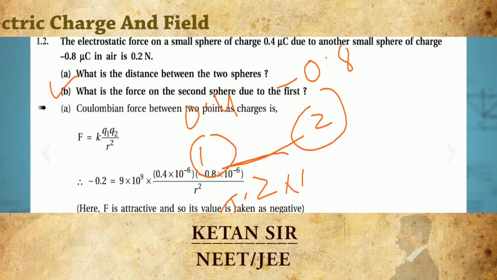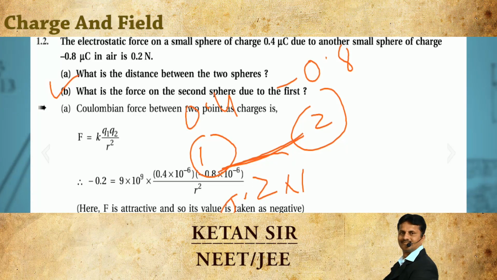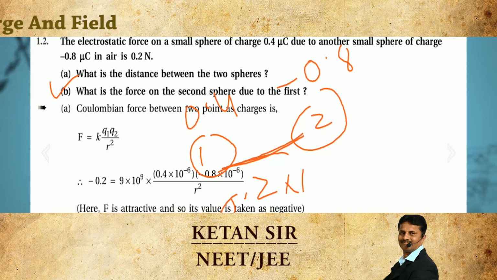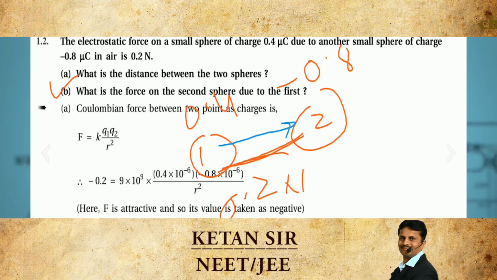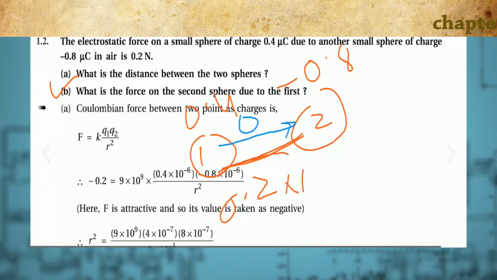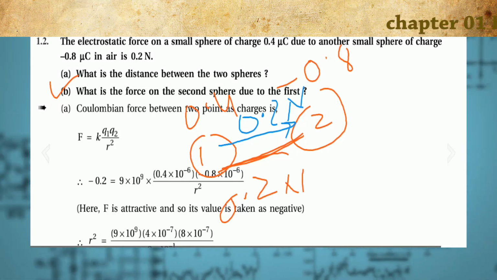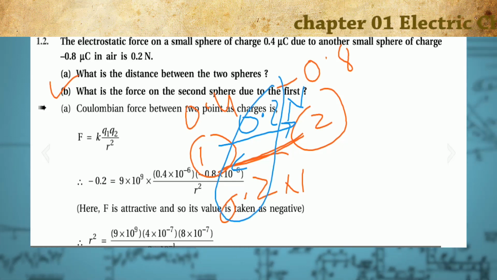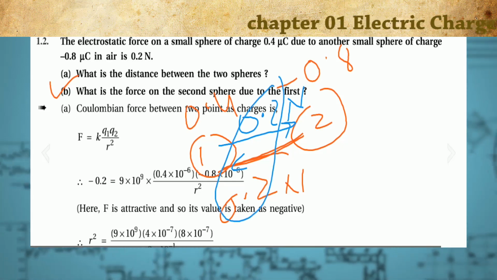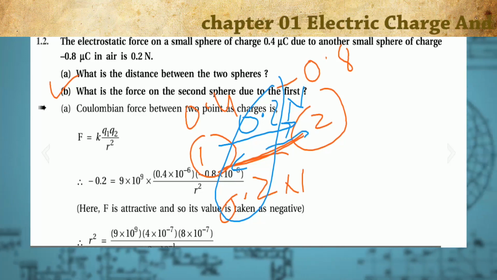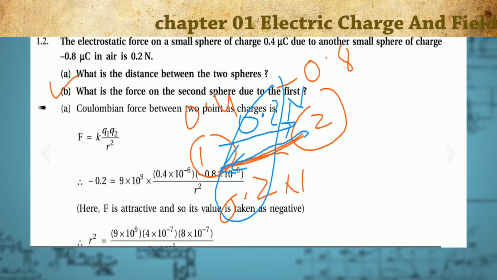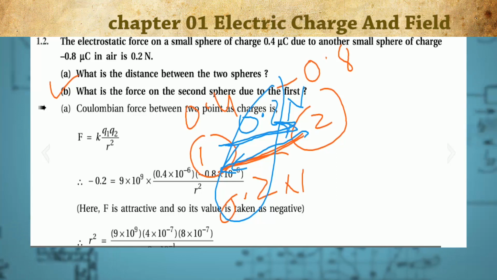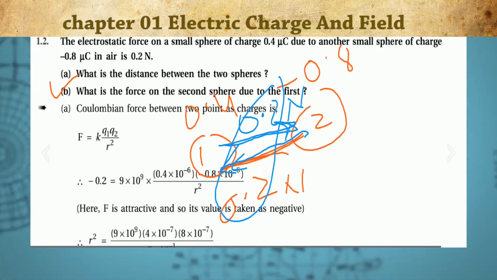That means 1 attracts 2 with 0.2 Newton, and also, by Newton's third law, 2 attracts 1 with the same force of 0.2 Newton. The values of both forces are equal in magnitude, 0.2 Newton, but the directions are opposite. 1 attracts 2 towards itself, while 2 attracts 1 towards itself with the same value.